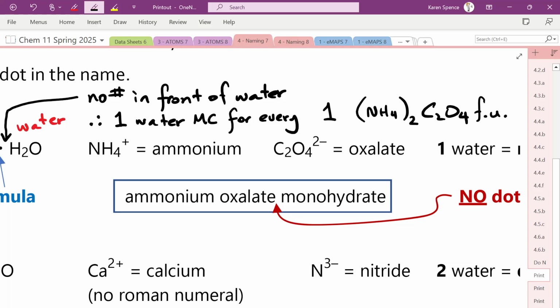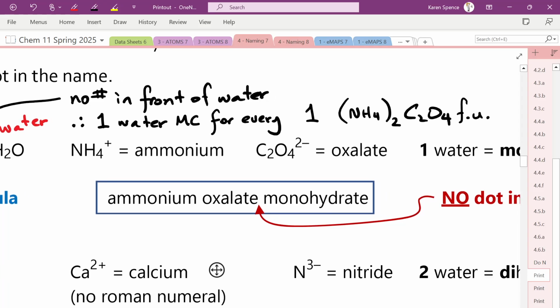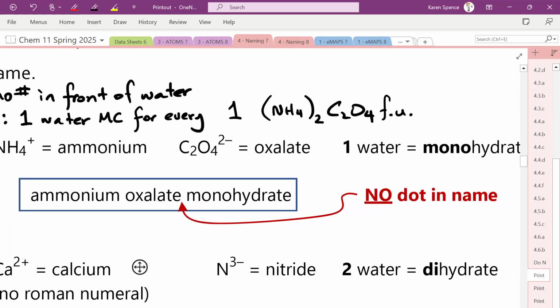And what do you notice about the name? Do we have a dot in the name? No. There's no dot in the name. So the formula gets a dot, the name, no dot.